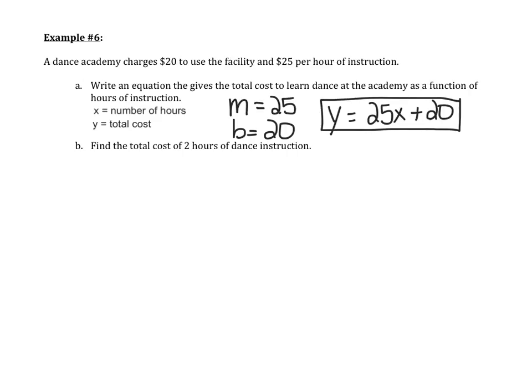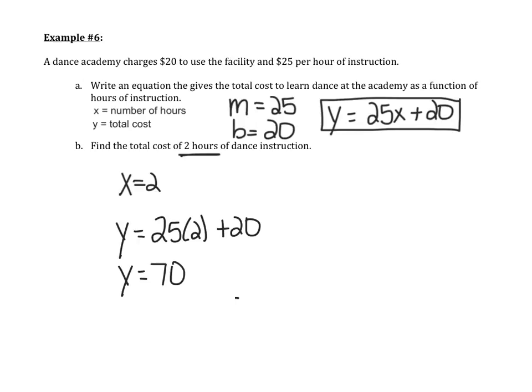Part B says find the total cost of 2 hours of dance instruction. It says 2 hours. Hours were our X values. That's why we identified them up here. So X is the number of hours. So if I'm supposed to find the total cost of 2 hours, that means X equals 2. And all I'm going to do is take this X equals 2, plug it into the equation for X, and solve for Y. So I have Y equals 25 times 2 plus 20. 25 times 2 is 50, plus 20 is 70. So you would have been charged $70 for 2 hours of instruction.